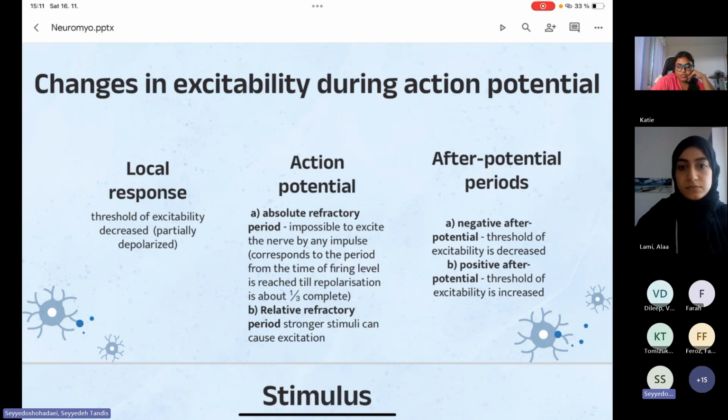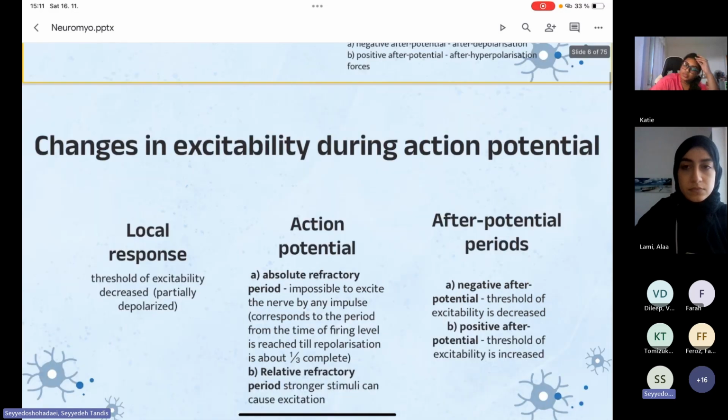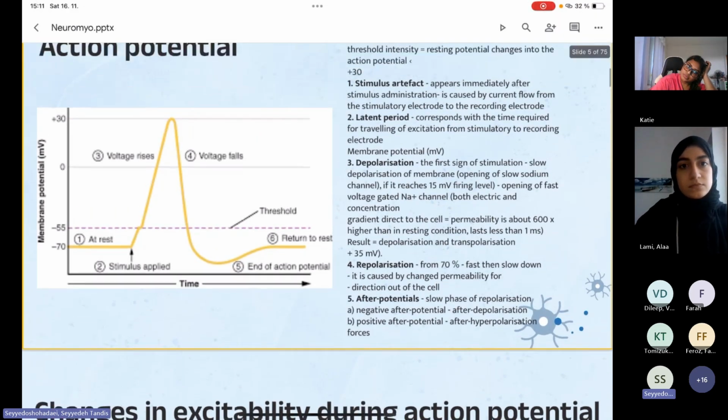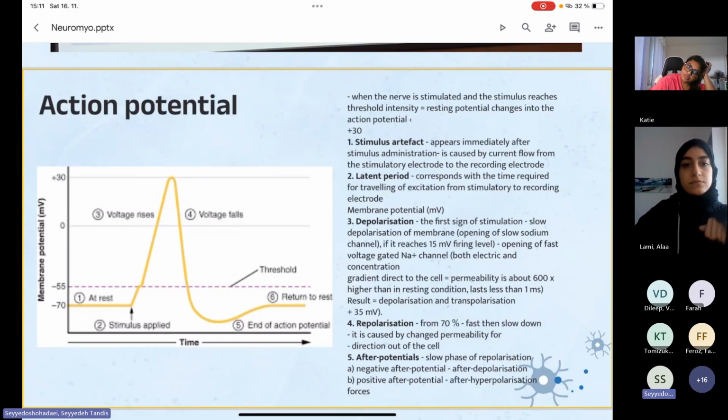In this period, first of all, the absolute refractory period is basically from the beginning, from where the firing point starts, like you'll see in this graph, until 1/3 of repolarization. You can see number 4 is still that part.